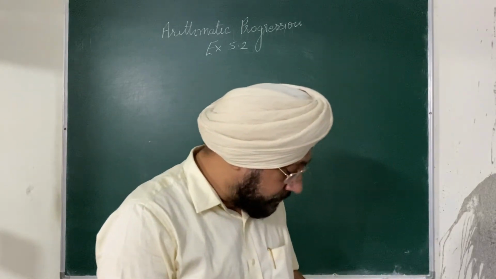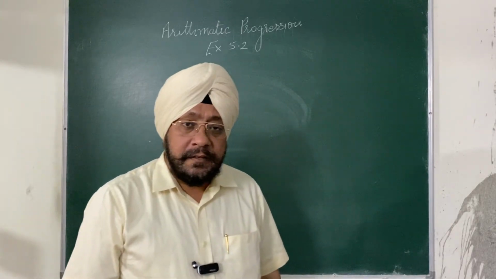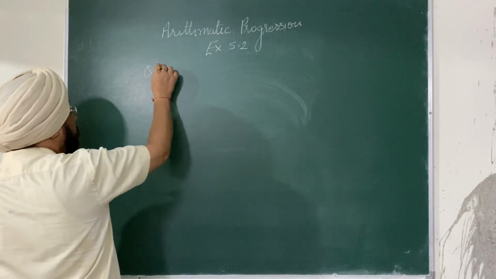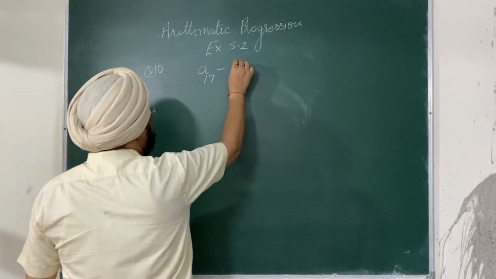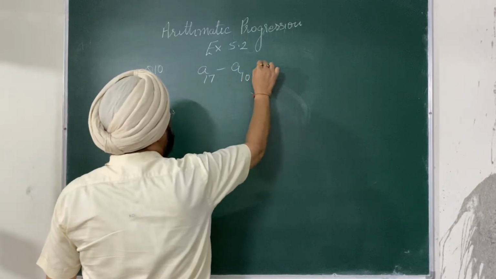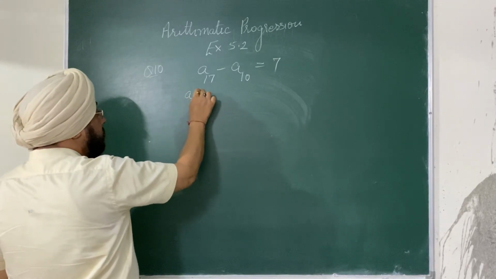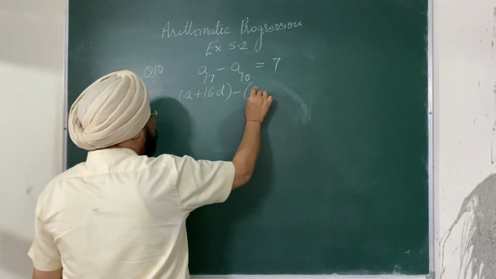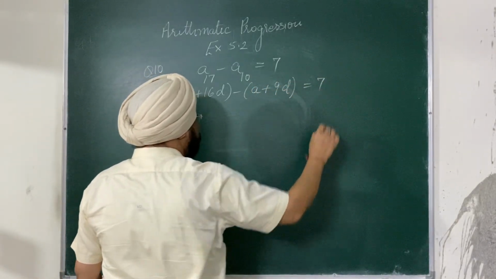Question number 10: the 17th term of an AP exceeds the 10th term by 7, which means the difference between the 17th term and the 10th term is equal to 7. So the 17th term is a plus 16d, the 10th term is a plus 9d, and this difference is equal to 7.